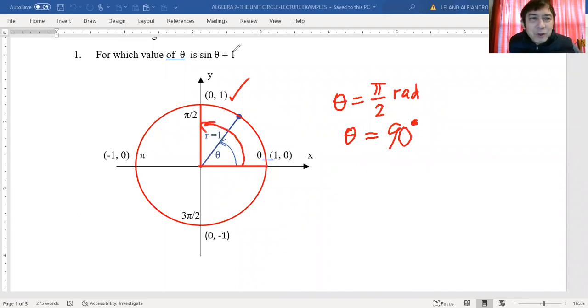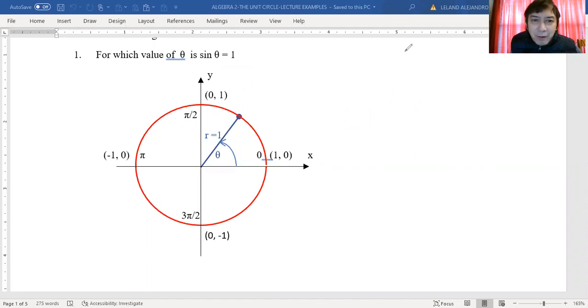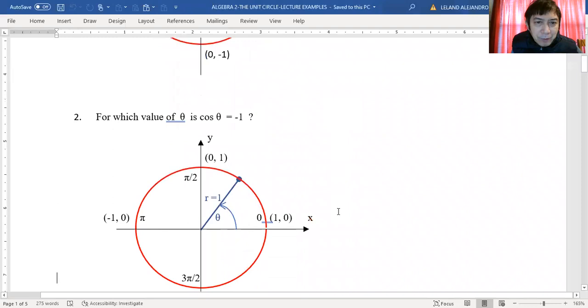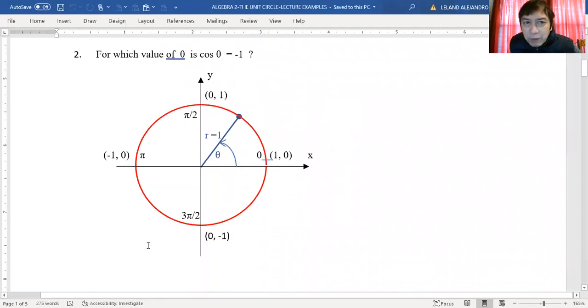All right, let's clear the screen and proceed to the next number. So the answer here is 90 degrees, or if we want it in radians, it's pi over 2. Let's continue with number 2. Let's scroll downwards. Here's number 2. For which value of theta, so we're looking for another angle, cosine of theta is negative 1.